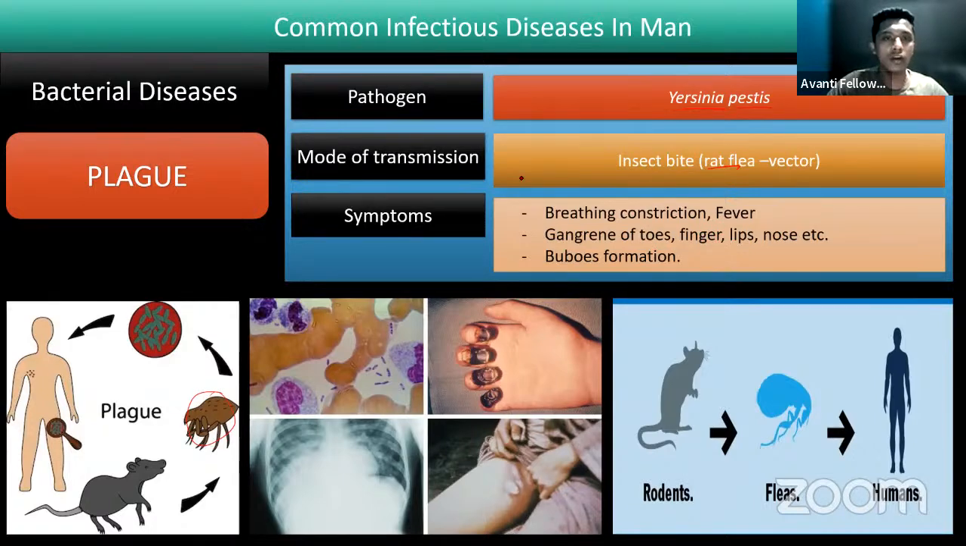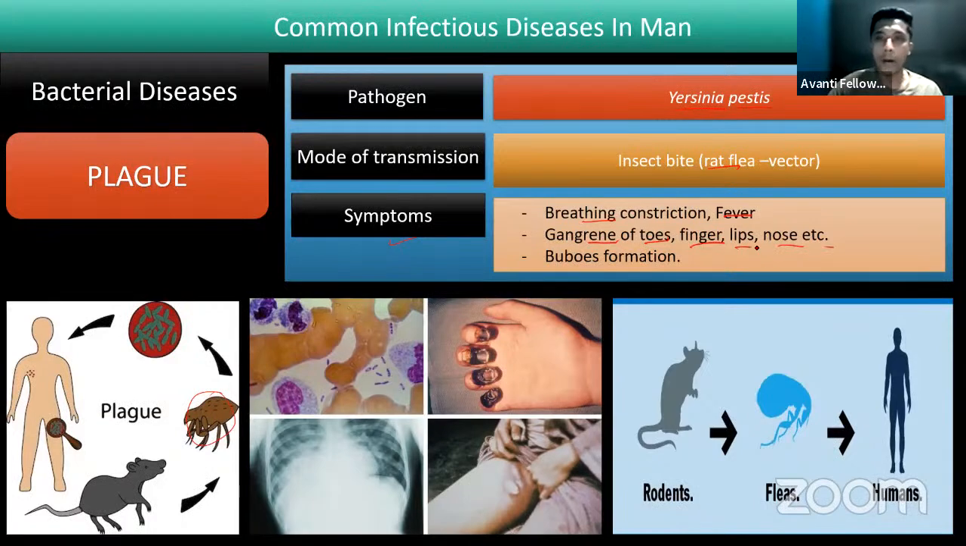Now what are the symptoms of plague? The symptoms initially start with breathing problems, where there is constriction and no free respiration. A patient starts experiencing fever. Then gangrene of toes, that is death of some of the muscle tissues, happens, and those parts have to be amputated or completely removed. Gangrene occurs on toes, fingers, lips, nose, etc.